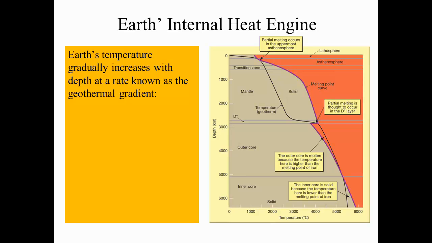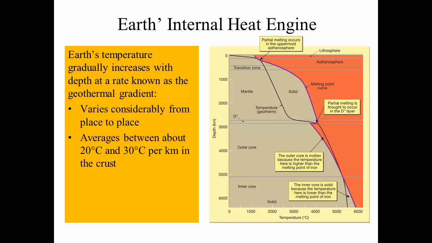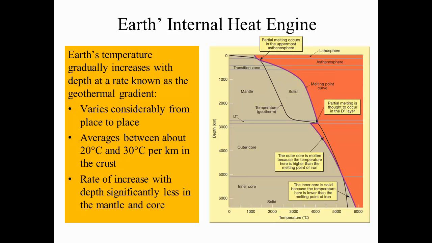But in the figure to the right, we see Earth's geothermal gradient represented by that black line in plots of temperature versus depth. Now, the geothermal gradient varies considerably from place to place and averages somewhere between 20 and 30 degrees Celsius per kilometer depth within the crust itself. However, the rate of increase in temperature with depth is significantly less in the mantle and the core.